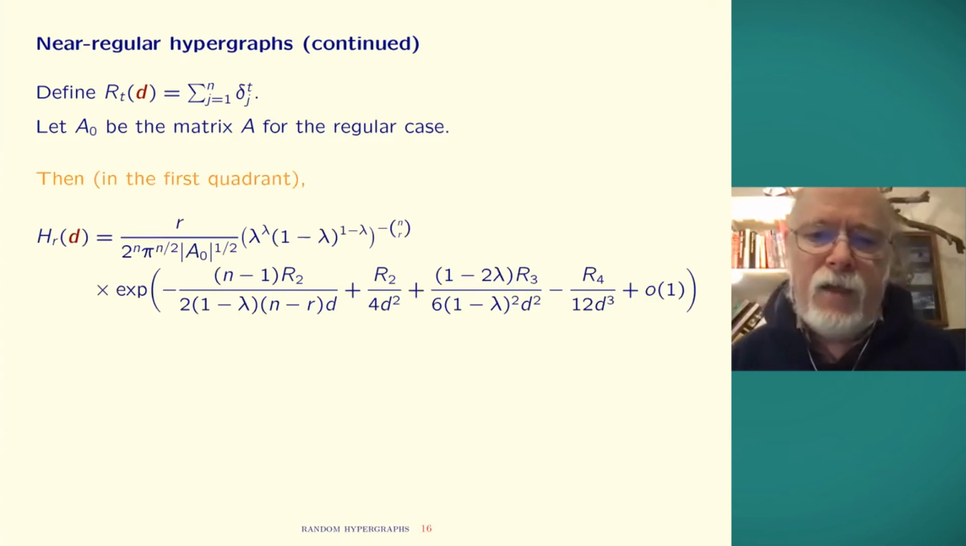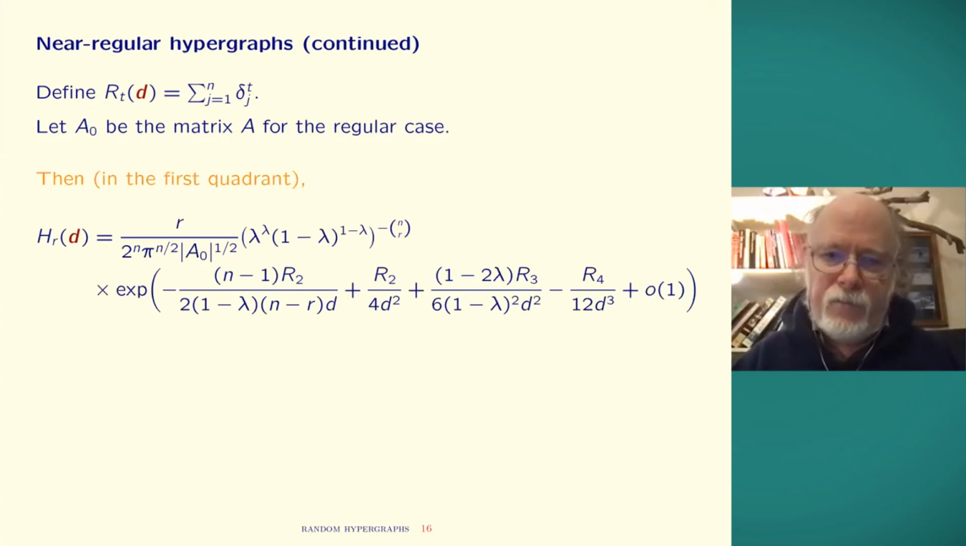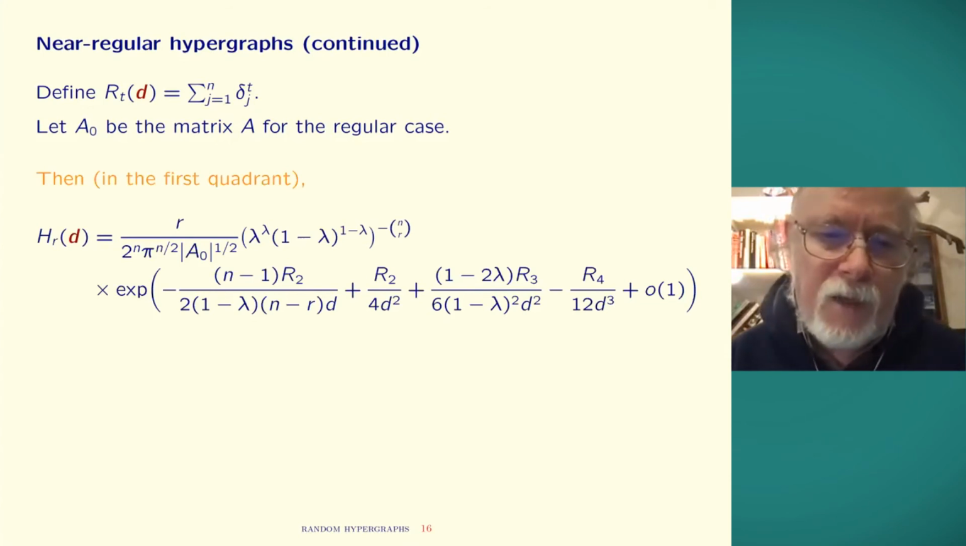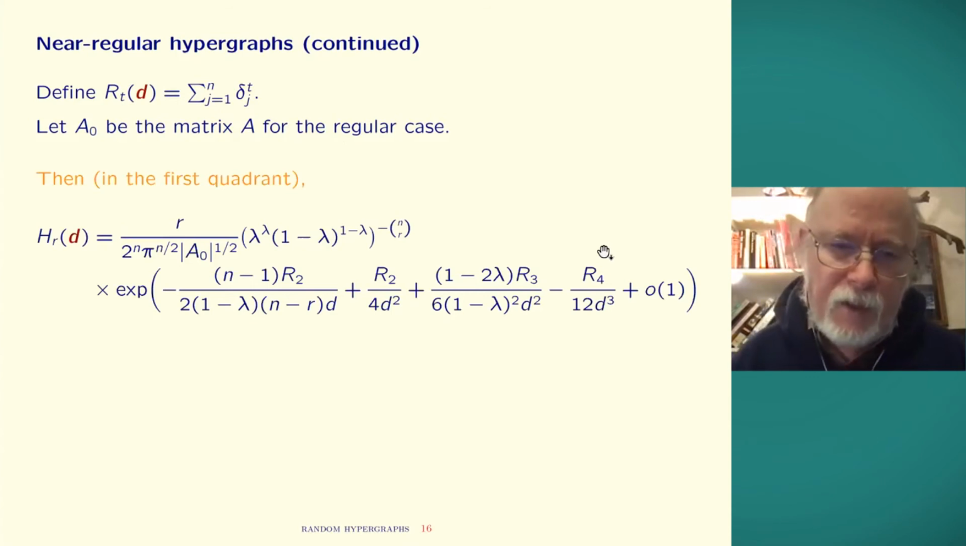And then in the first quadrant, the number of hypergraphs looks like this. So now beta's gone away entirely. Everything here is quite explicit. You can work out these R2, R3, and R4 just from the degree sequence and substitute them in. And that gives you the number of hypergraphs.